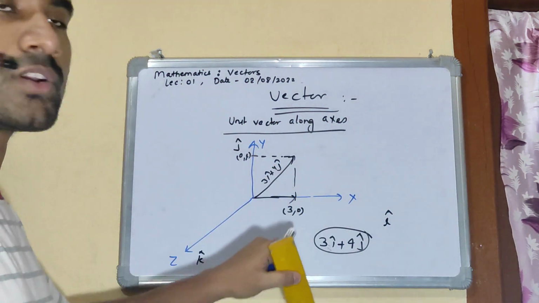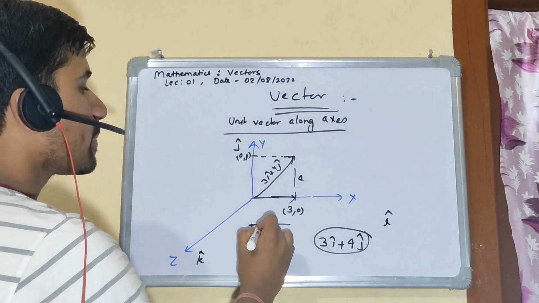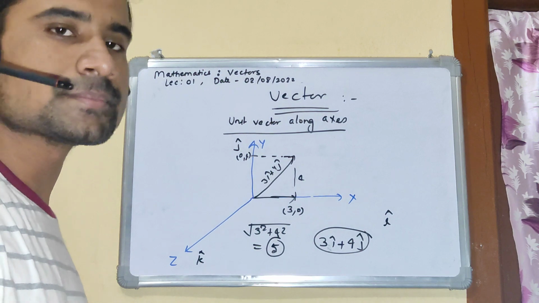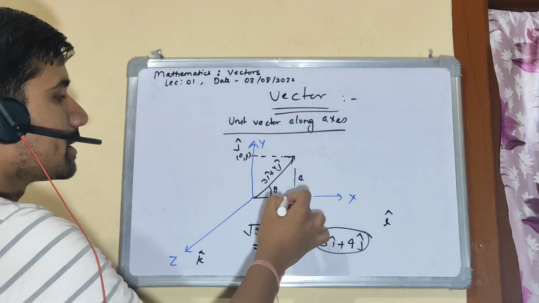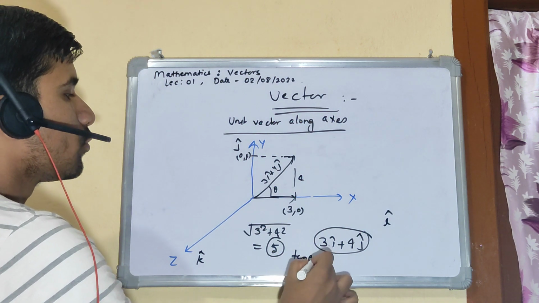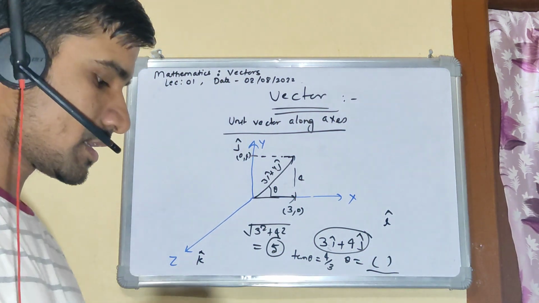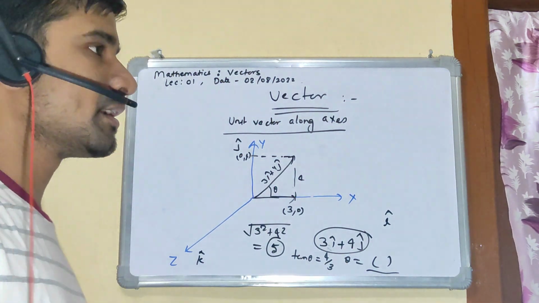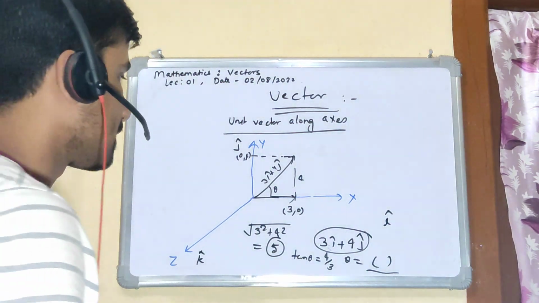And what is the magnitude of this vector? You can see this is 3, this is 4. So magnitude is under root 3 square plus 4 square, which is 5, right? Okay, clear? An angle, obviously you can calculate. The tan theta is nothing but 4 by 3, and then you can calculate theta, right? So this is how we can calculate the magnitude and angle for any vector as well, right?